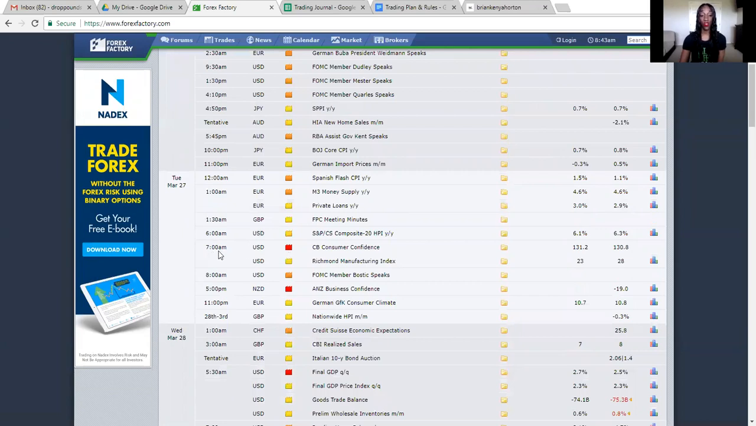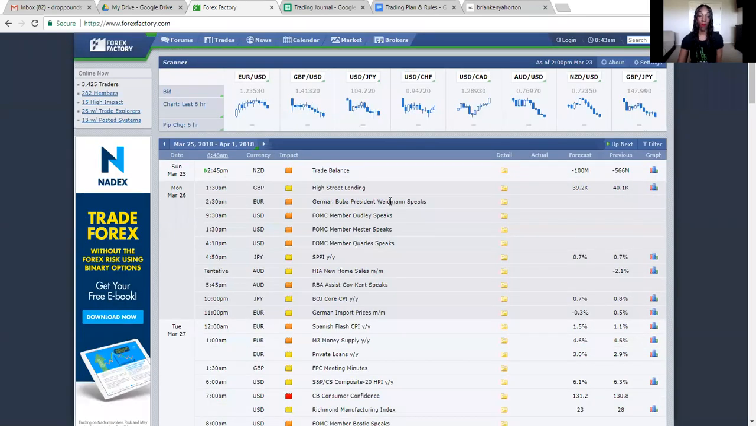So I would not trade red folders 1 hour before the announcement time or 1 hour after. So if this says 7 a.m., I would not trade this pair between 6 and 7 a.m. or between 7 and 8 a.m. But anytime before that and anytime after, you should be okay. Now, what can happen, you can be in a trade and the trade can possibly go in your favor, but it can also go against you and you don't want that. So I just avoid red folders. I'm not trading 1 hour before or 1 hour after.